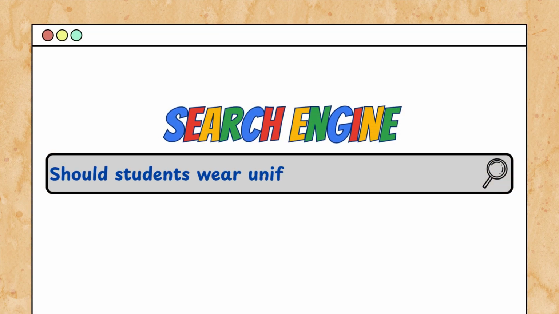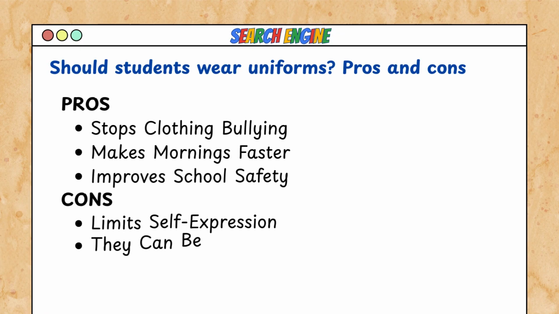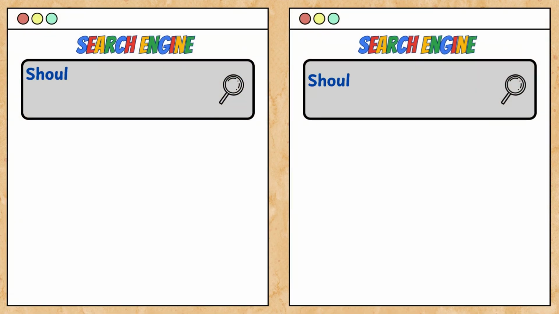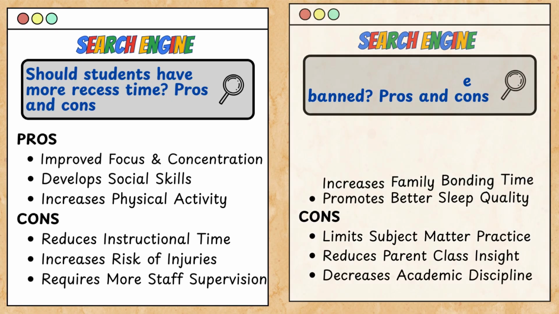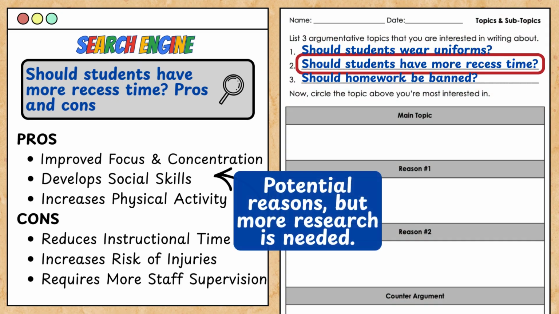I typed, should students wear uniforms? Pros and cons. Using the phrase pros and cons allowed me to see both sides of the argument, so I could decide what I believed. After reading about uniforms, I briefly researched the other 2 topics. I decided I felt most strongly about recess, so I circled that choice on my organizer. I already had an opinion from my research, but I hadn't found my specific, strong reasons yet.